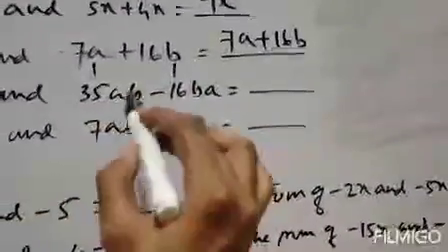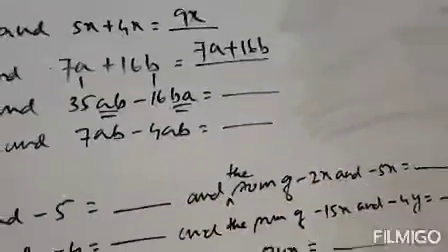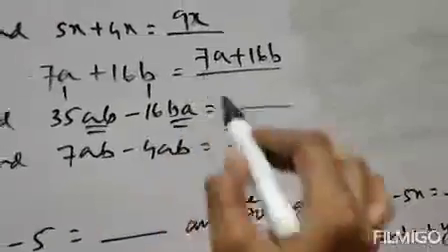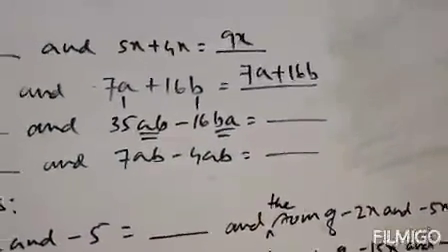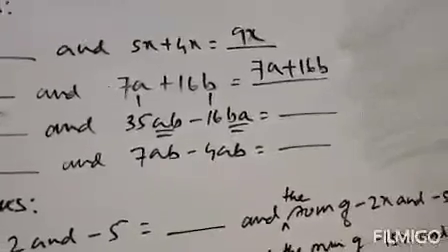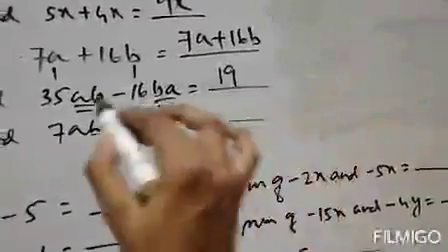Now see, the coefficient of 35 is AB and the coefficient of 16 is also BA. That means AB and BA both are the same, because AB means A into B, BA means also B into A. So here the coefficients are the same. That means they are like terms, so we can operate. So 35 minus 16 gives you 19. So it is 19 and AB.